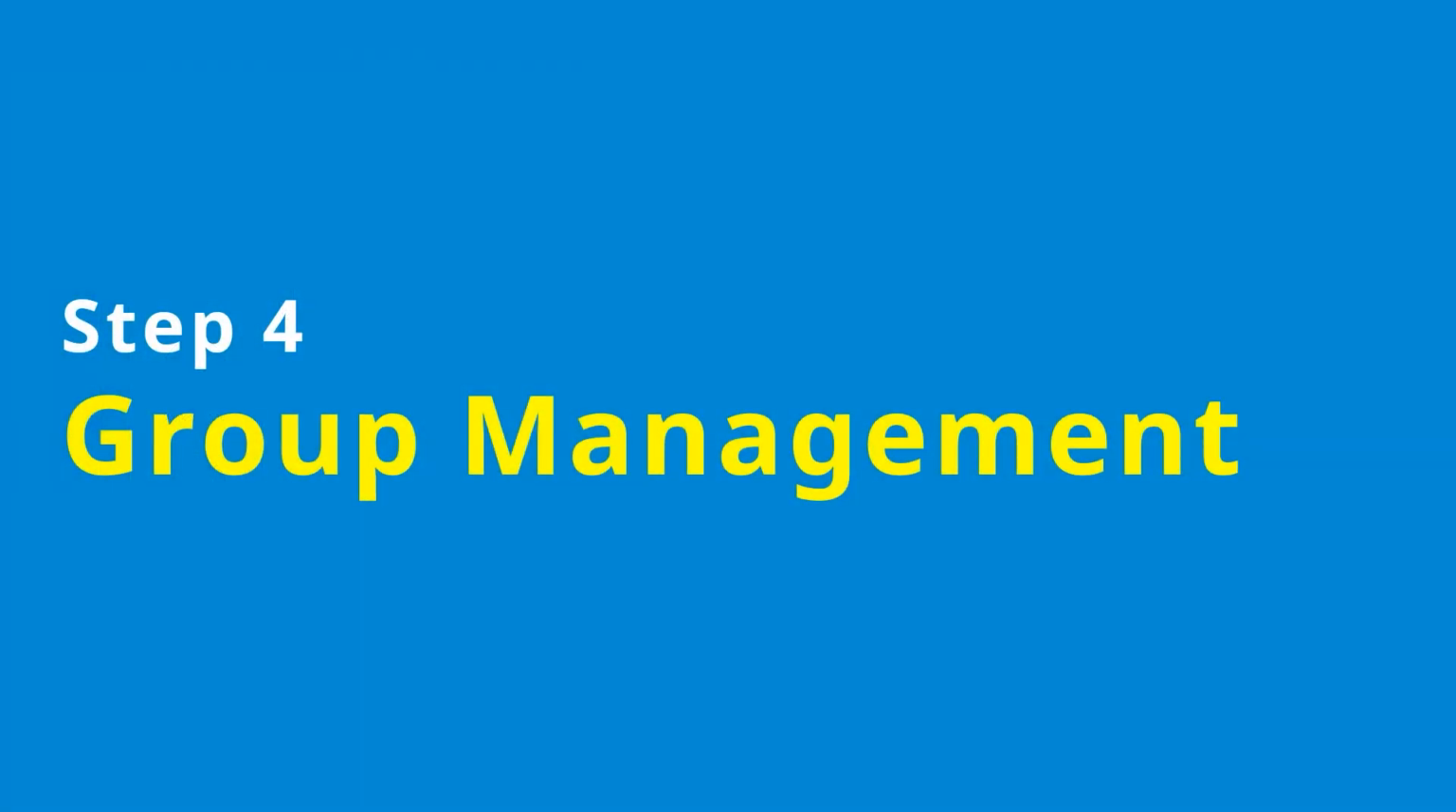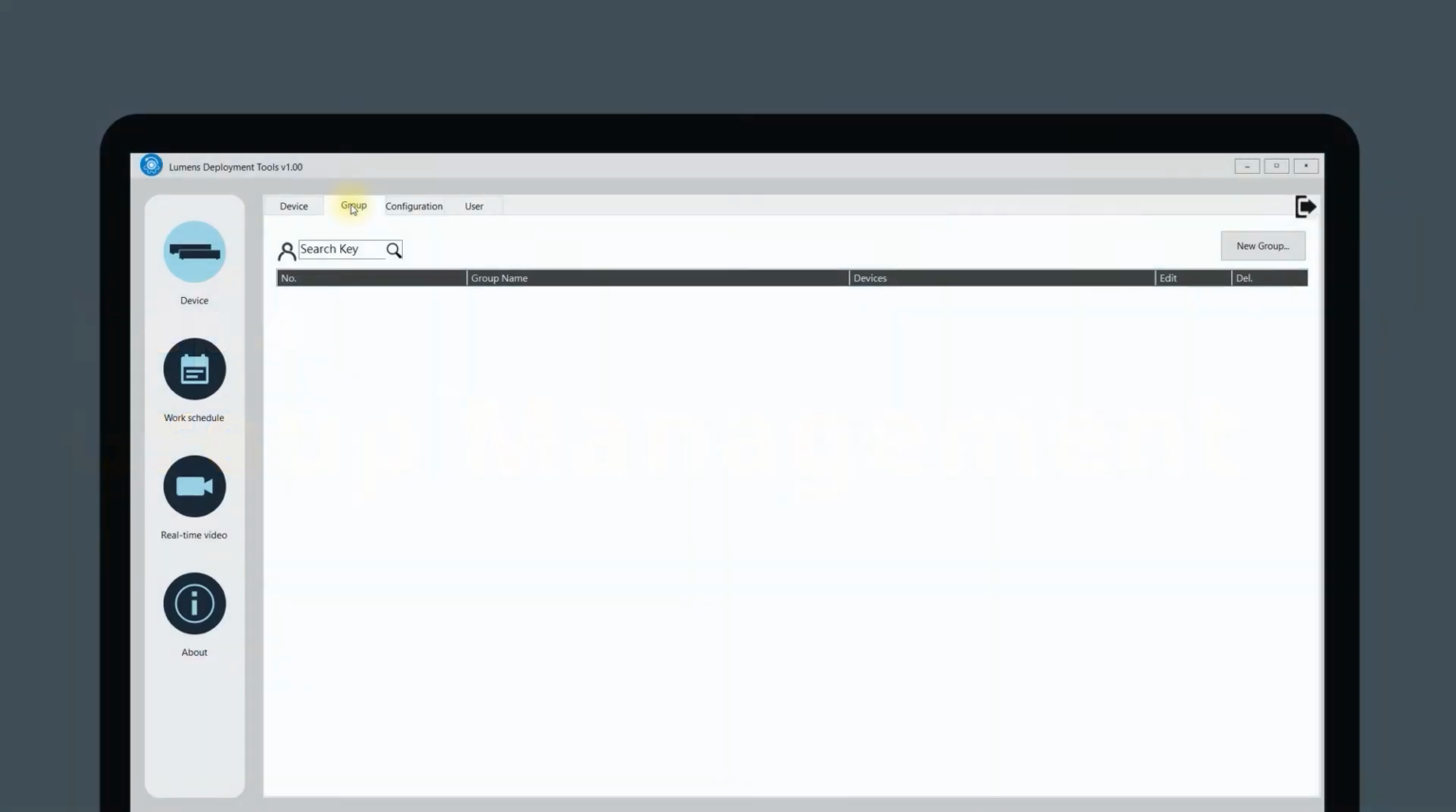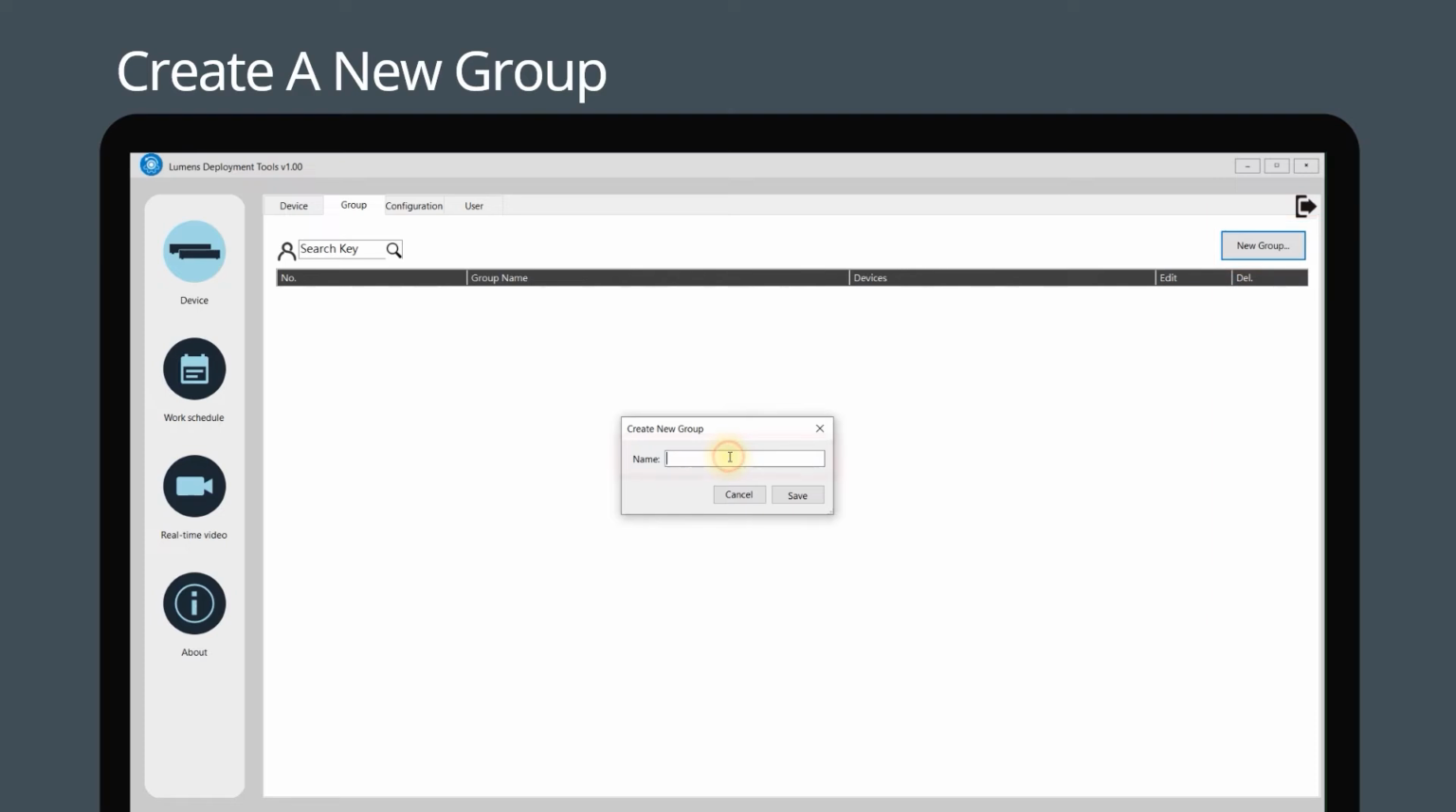Step 4. Now you can create LC200 device groups. This will help you configure and maintain your devices much more efficiently. Go to the Group tab and click the New Group button. Type in a group name and click Save. Repeat the same steps to create the Class B group.